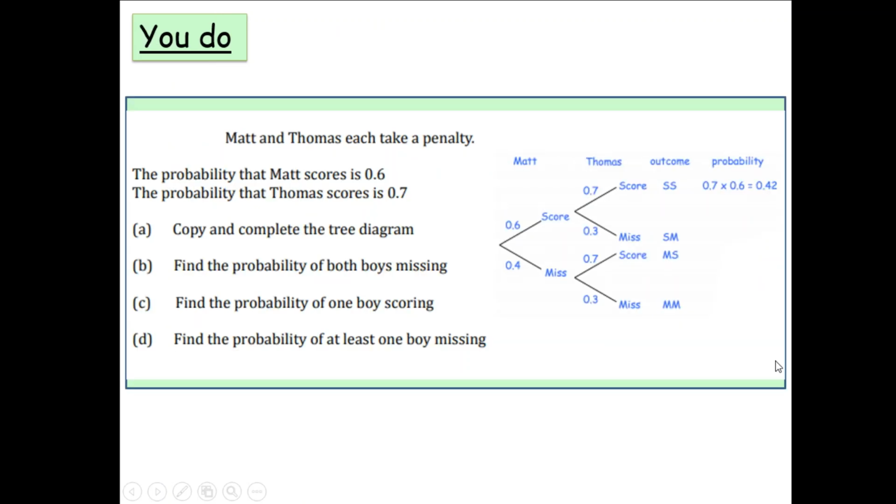Okay, what I'd like you lot to do now is complete this tree diagram and then answer the following questions. Most of the tree diagram is done for you, the outcomes are done for you. You need to work out the probability now. So as I was multiplying the branches, that's what you need to do here now. So they've set it up and started one off for you, and then answer the following questions. Please pause the video and have a go at doing this.